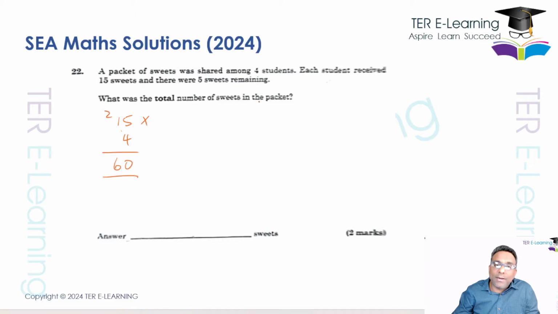But they said there were 5 sweets remaining. So all we need to do is to take, make sure I'm saying this correct. Right, so total number of sweets here, we're going to take 60 and we're going to add that to 5, right? So therefore the total number of sweets that we have in a pack is going to be 65, right?